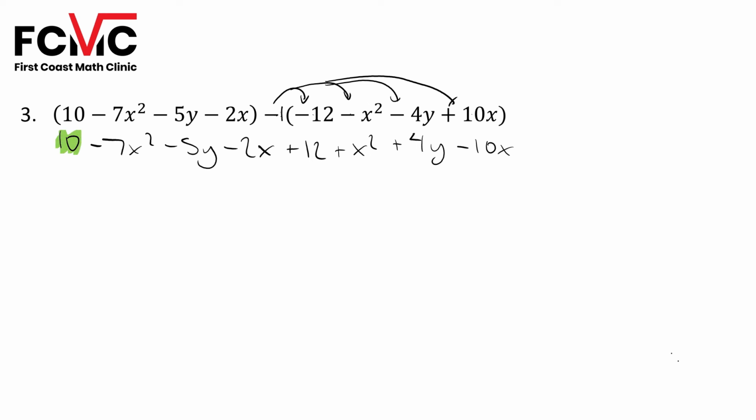So we can group the 10 and the positive 12, -7x squared and plus x squared, -5y and plus 4y, and -2x and -10x. So we'll group those terms together as well. Those are our like terms as well.